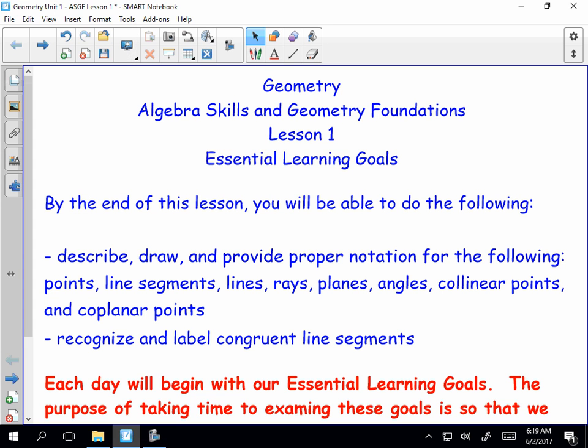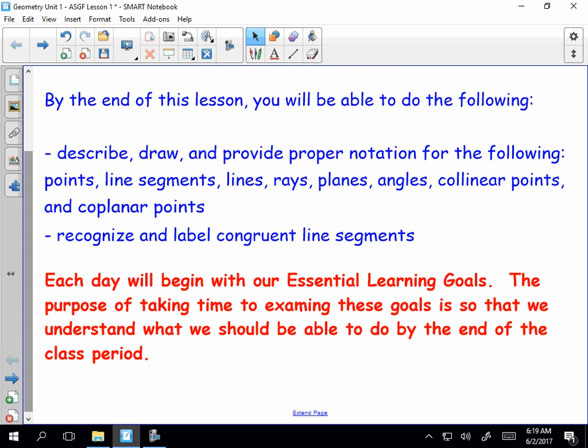Hello, and welcome to today's lesson, Algebra Skills and Geometry Foundations, Lesson 1. This is going to give us all of our basic terms and definitions that we'll need to use and work through the entire semester. Okay, so our goals for the lesson.